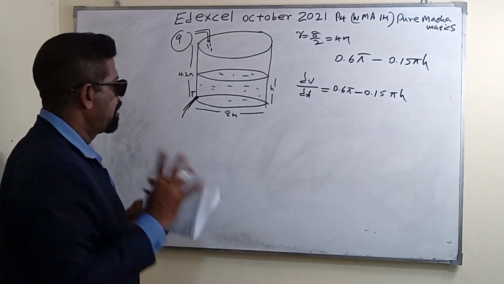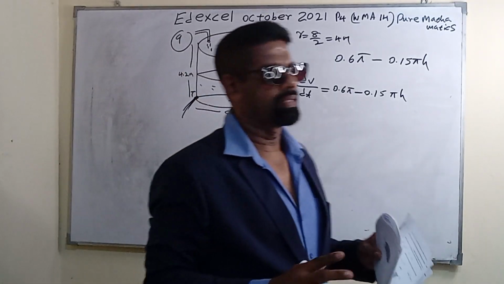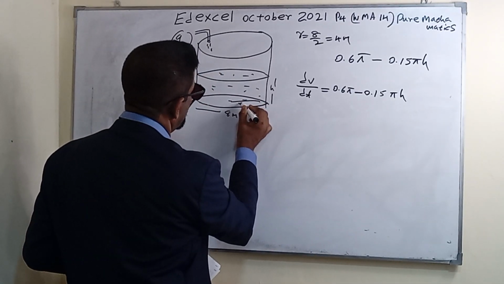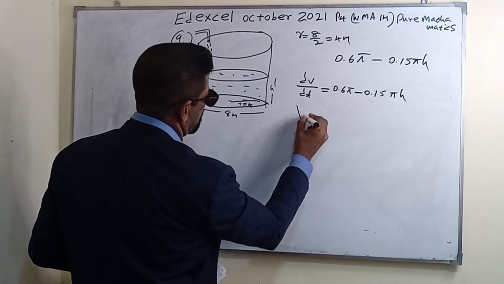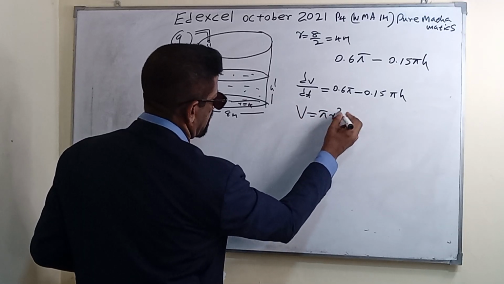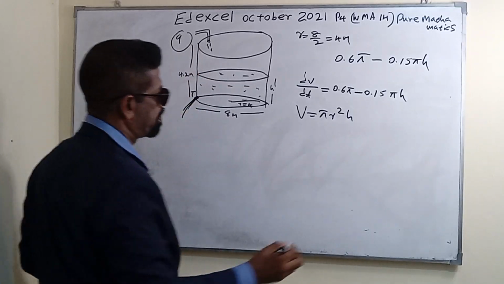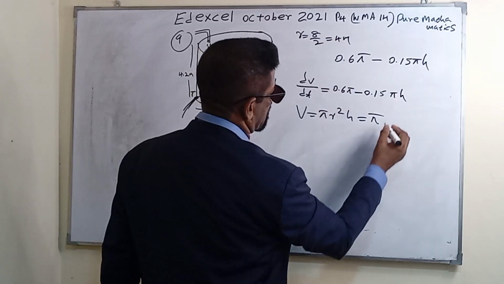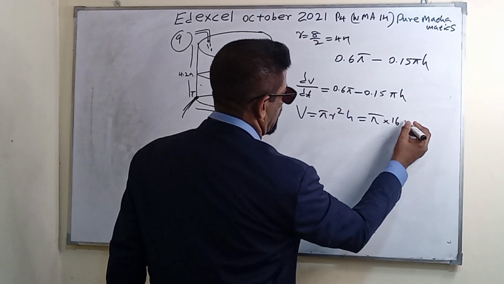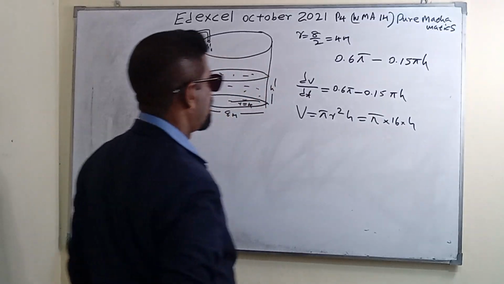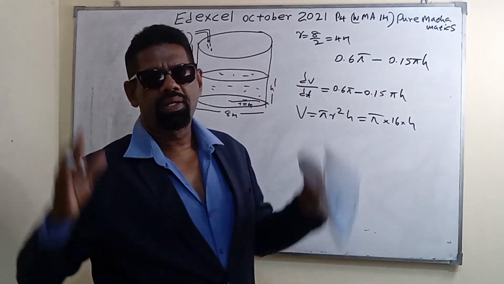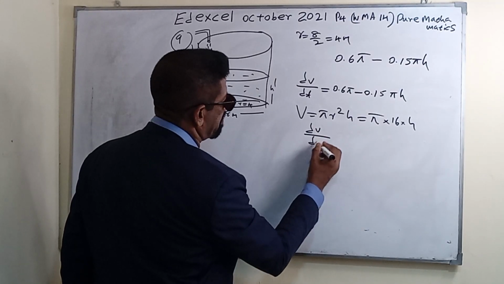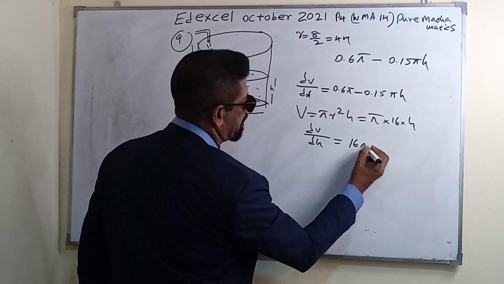We know the cylinder contains water, and the radius is 4. So the cylinder volume is pi r squared h, which is pi times 4 squared, 16, times h. This is V as a function of h. Then we can find dV/dh by differentiating: dV/dh equals 16 pi.